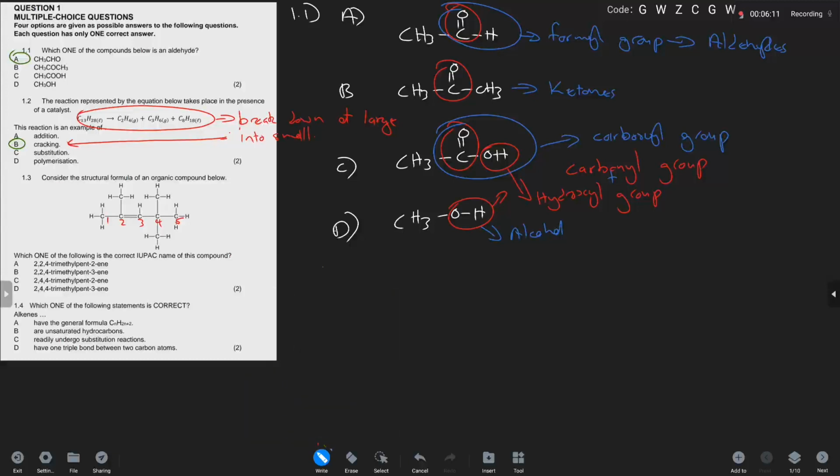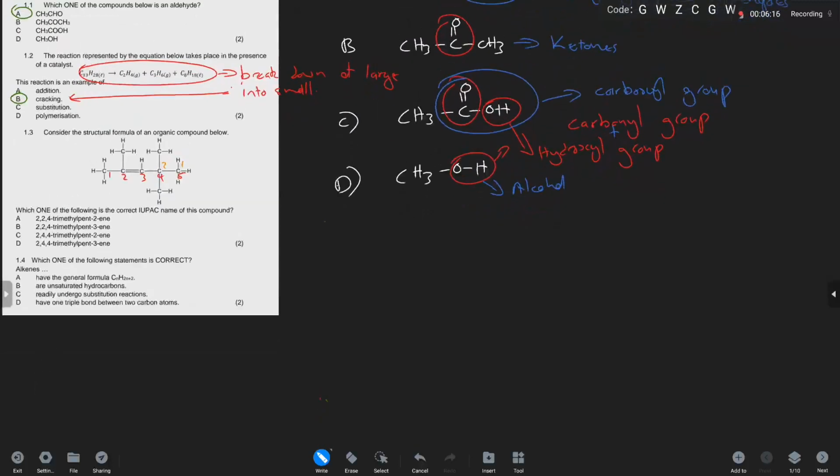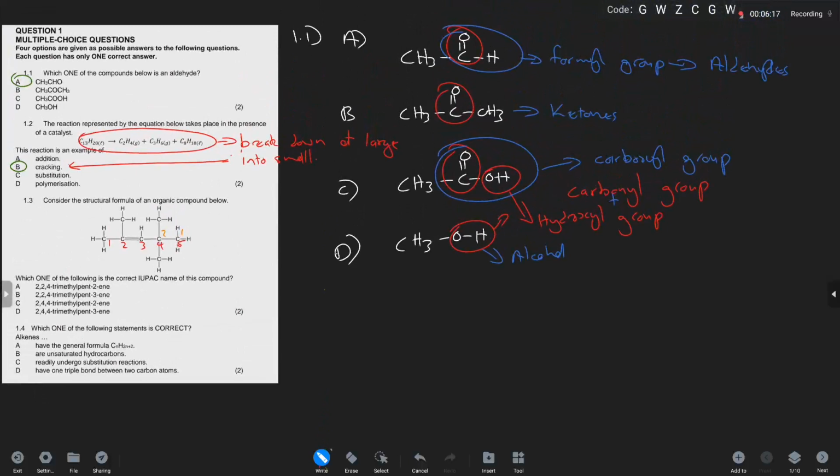So the first thing, we identify the longest continuous carbon chain starting from the left to the right. We can clearly see there we have our longest carbon chain. We're also allowed to start from right to left, right? There we see. So the longest continuous carbon chain in this case is 5 carbon atoms.